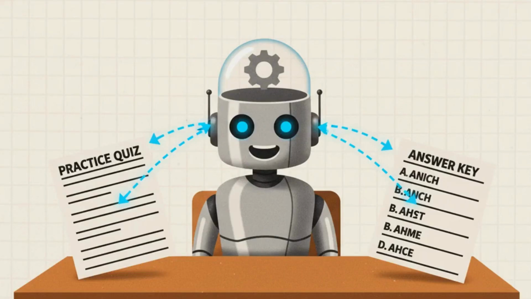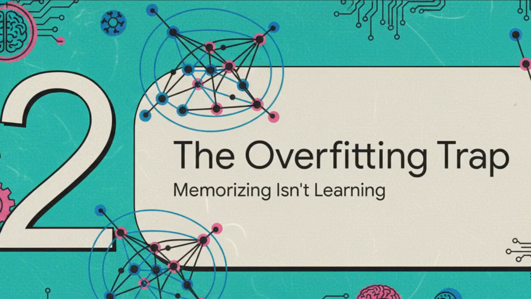Think about a student who's studying for a huge final exam, but instead of learning the material, they just get their hands on last year's test and memorize the answer key, A, B, C, A, D. They can spit those answers back flawlessly. They'll ace every single practice quiz you give them. But did they actually learn anything? Of course not. This right here is the exact trap we have to avoid with AI. And in the world of machine learning, this very specific problem has a name. It's called the overfitting trap. And honestly, it's one of the biggest headaches that developers have to deal with.